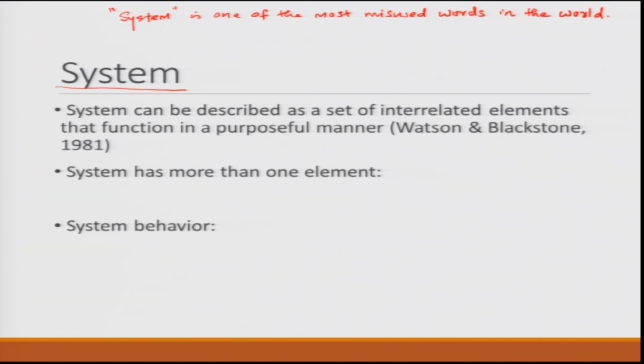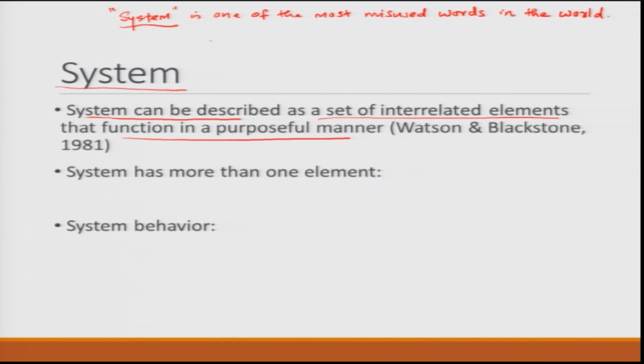Okay. There are many understandings and other things about it, but in our case today, when we are talking about system in the context of analytics, we can describe system as a set of interrelated elements that function in a purposeful manner. This is what Watson and Blackstone said in 1981.